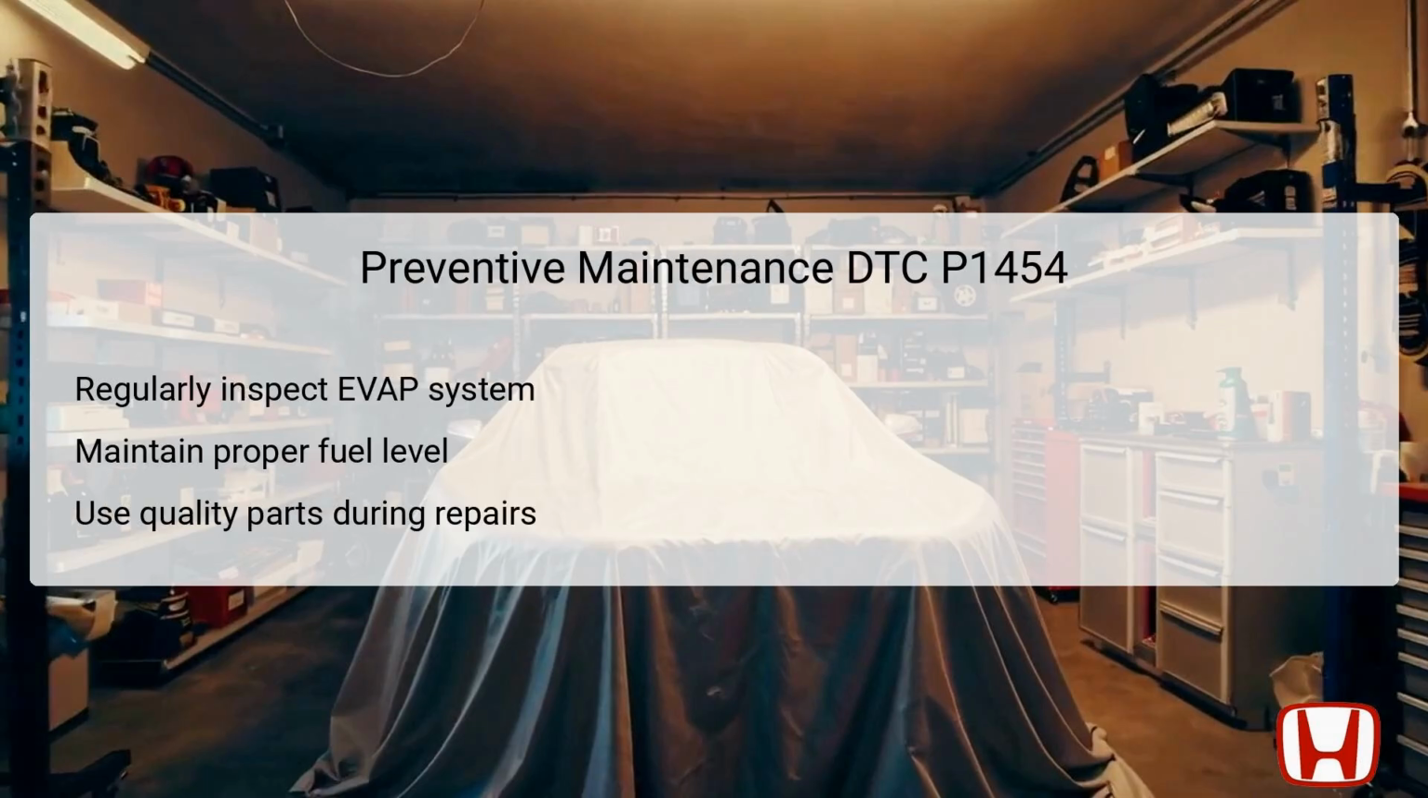To mitigate the likelihood of encountering issues related to DTC P1454 in the future, implementing a routine preventive maintenance schedule for the EVAP system is highly recommended. This may include regular inspections of all components associated with the evaporative system, including the fuel tank pressure, FTP sensor, and the EVAP canister vent shut valve.